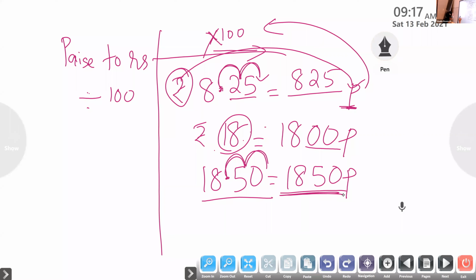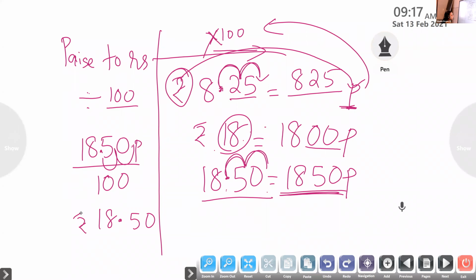If I'm taking this paise, 1850 paise, I want to convert into rupees. What did I say? Divide by 100. Yesterday, children, I gave you an easy way. What we have to do? Start from the back, right side. 1, 2. Put the point. That is what we have here: 18 rupees 50 paise. So divide by 100 means what we have to do, children? From the right side, move 1, 2, then place a decimal point. That means 18 rupees 50 paise.